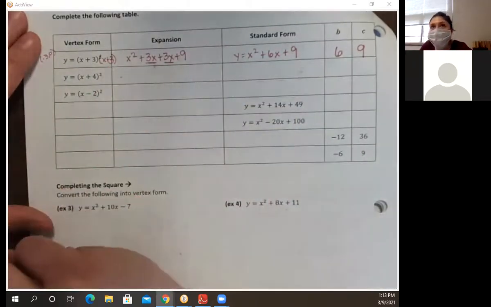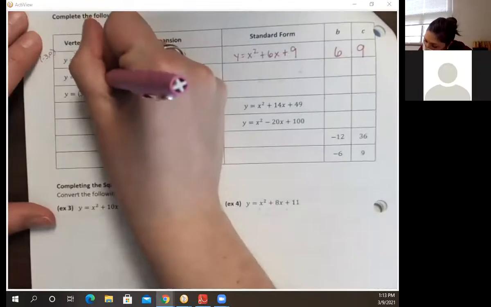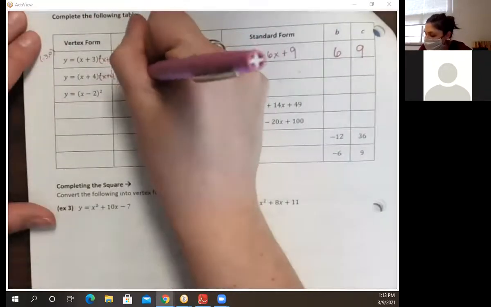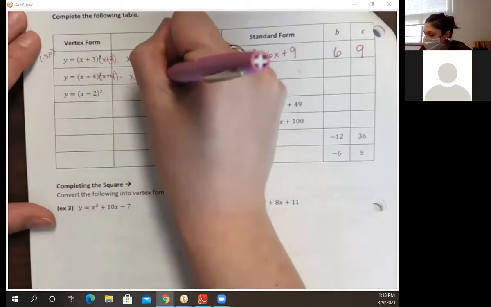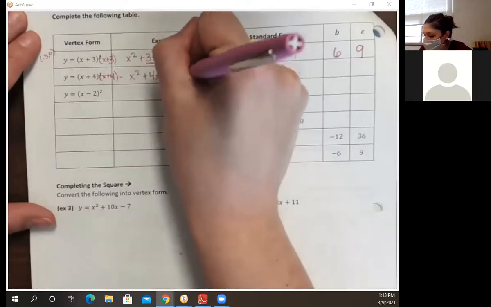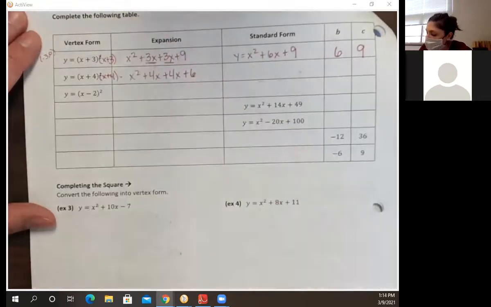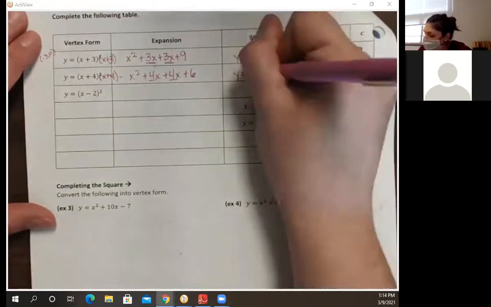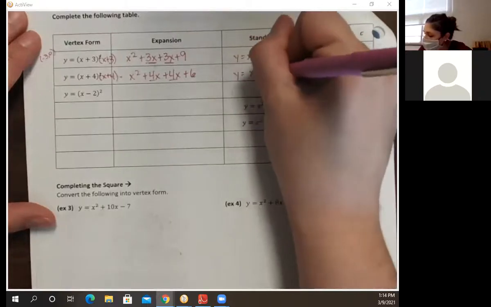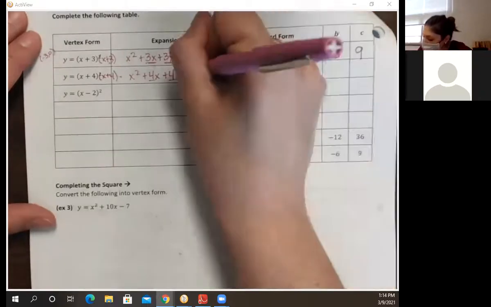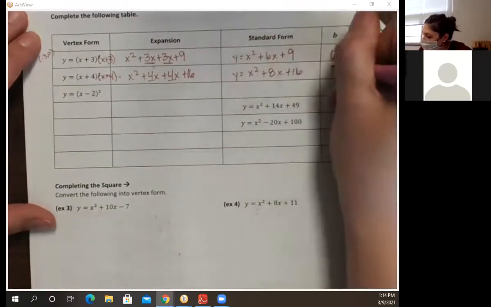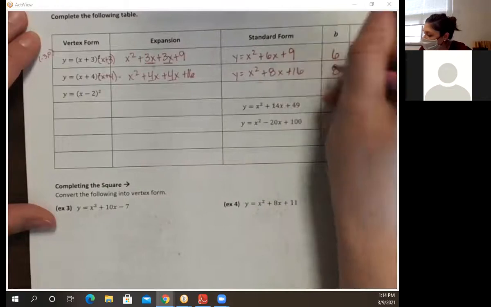For x plus 4 squared, to change that to standard form, I've got to distribute. So I would have x squared plus 4x plus 4x plus 16. Combine our like terms to change this to standard form. So I get y equals x squared plus 8x plus 16. My b value is 8. My c value is 16.